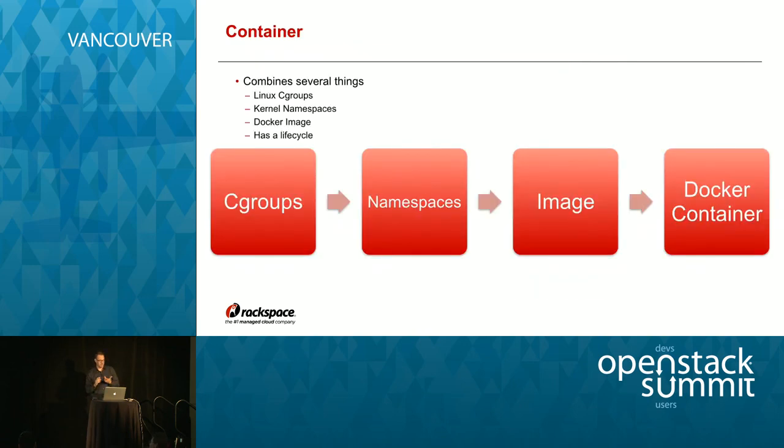So let's review. A container is three things. It's the C group plus the namespaces plus the Docker image, and that's what gives you the container.